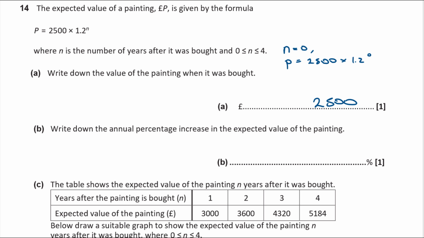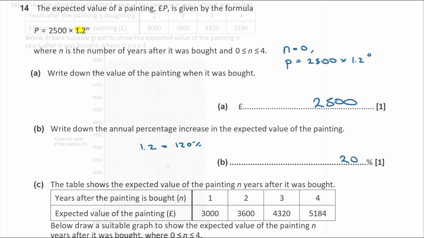And then write down the annual percentage increase in the expected value of the painting. So this part here, as a multiplier, is 1.2. As a percentage, 1.2 is 120%. Okay, so that means it's an increase of 20% each year, because we're getting 120% from 100%. So it must be going up 20% each year.